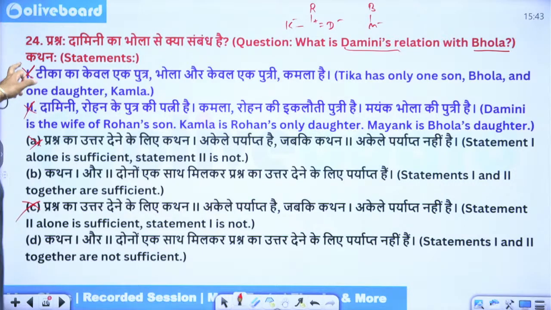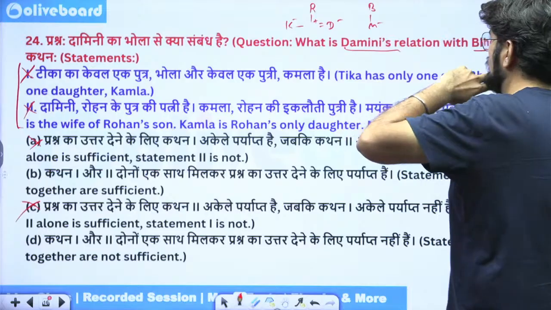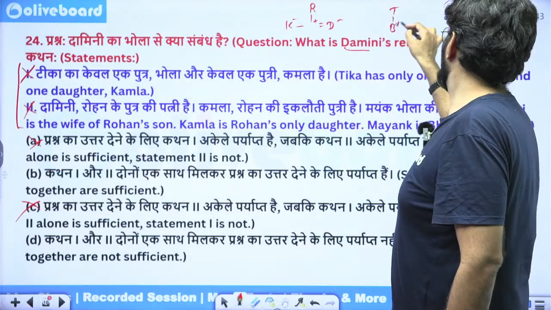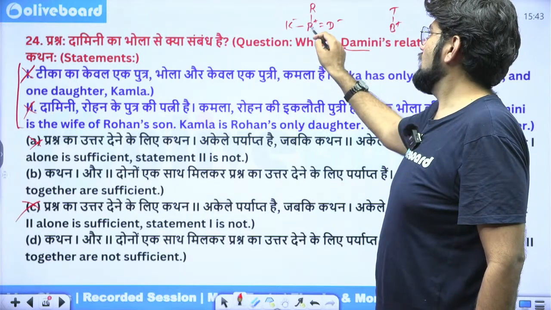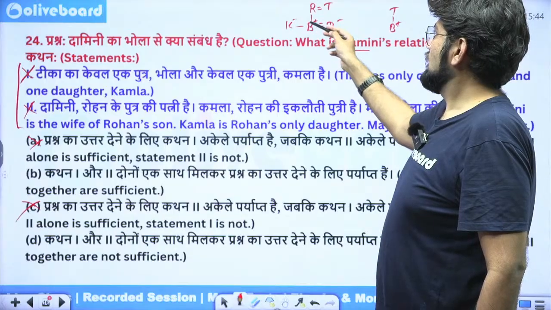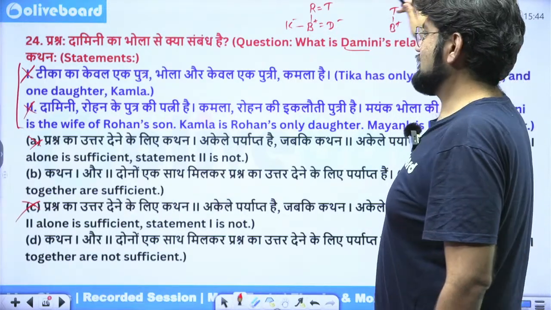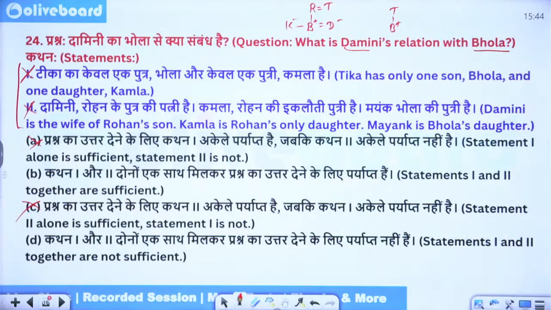Now if we combine both of them. So we already have this. Tika has only one son Bhola. Tika has one son Bhola. And one daughter Kamla. So now we can say that this can be Bhola. So this is Tika. Tika has one son Bhola and one daughter Kamla. And Damini is the wife of Rohan's son. Kamla is Rohan's only daughter. Mayank is Bhola's daughter.